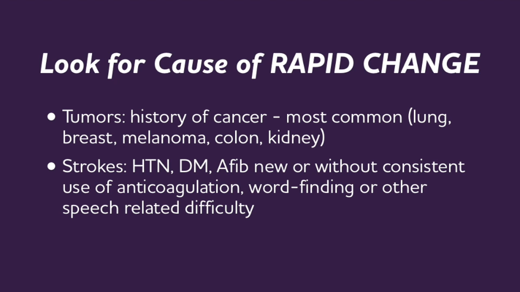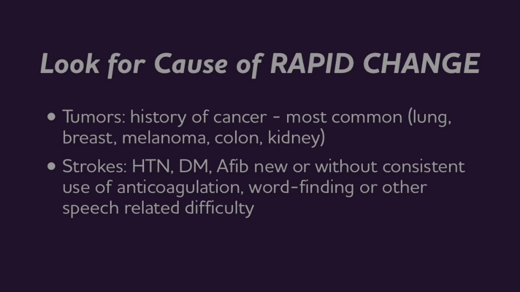When you are looking for causes of more rapid change in the history, you want to find out about any cancers that might lead to metastatic tumors. Most commonly, lung, breast, melanoma, colon, and kidney. Other rapid changes can come from stroke, so risk factors include the usual hypertension, diabetes. With AFib, think about people who are either new AFib patients or someone who is not consistently using their anticoagulation and so are more at risk for stroke.